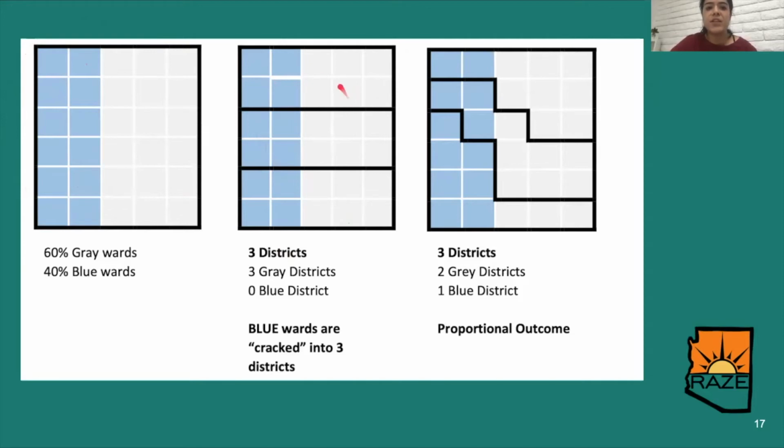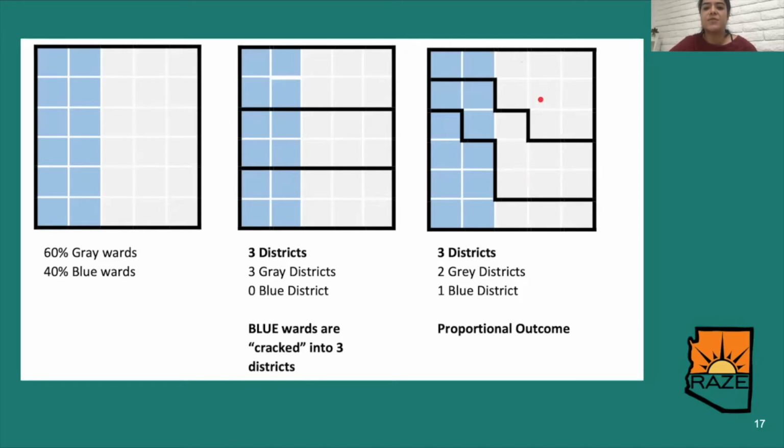Now that may look like they're compact and contiguous, and it does meet population criteria. However, this is a form of gerrymandering, again, because the minority voters were cracked into 3 districts, which means 1, they can't affect representation of their choosing, and 2, they don't have any impact on who will be elected and represent their communities of interest. The third kind of graph that we have here is again a proportional outcome, which would be 2 gray districts to 1 blue district. Again, we meet the population criteria. There are 10 wards in each of these 3 districts.